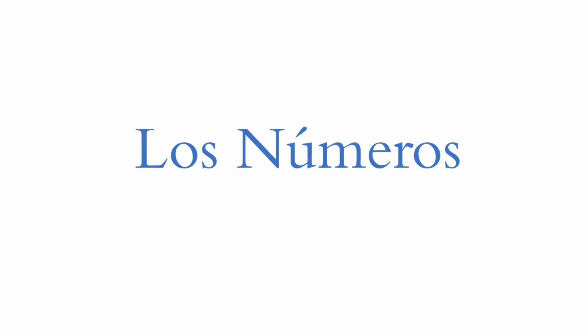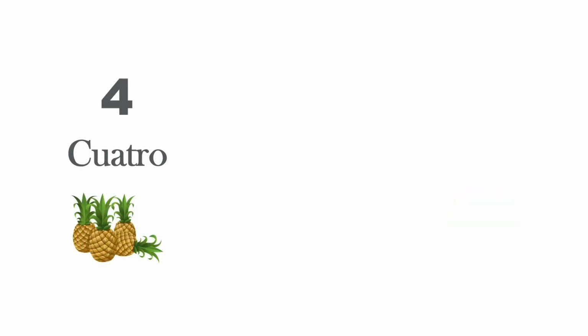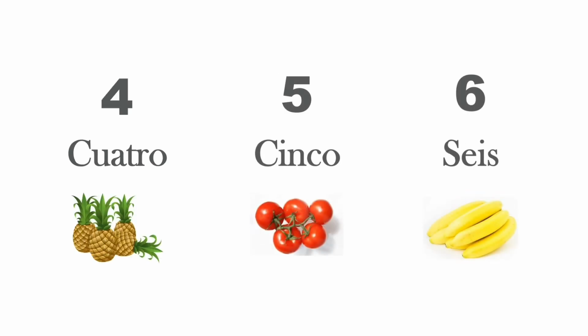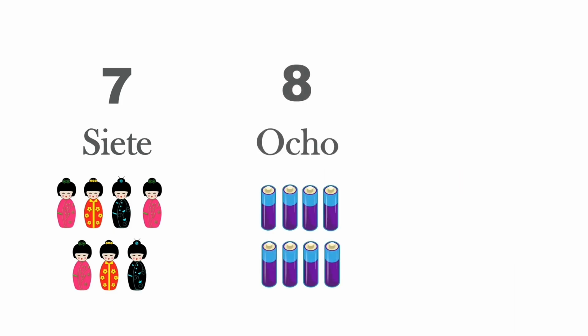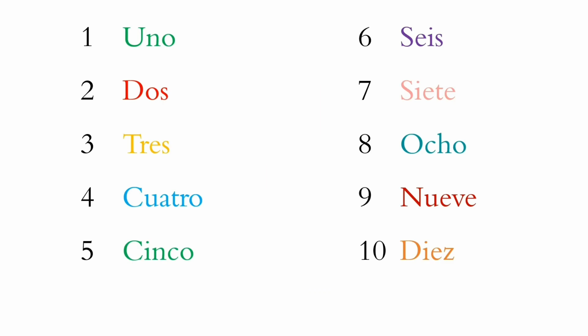Spanish numbers, or los números, may seem complicated at first, but once you recognize the patterns, they are quite easy. So let's start the lesson with the numbers from 1 to 10. First we have 1, 2, 3, 4, 5, 6, 7, 8, 9, 10. One more time, that's 1, 2, 3, 4, 5, 6, 7, 8, 9, 10.